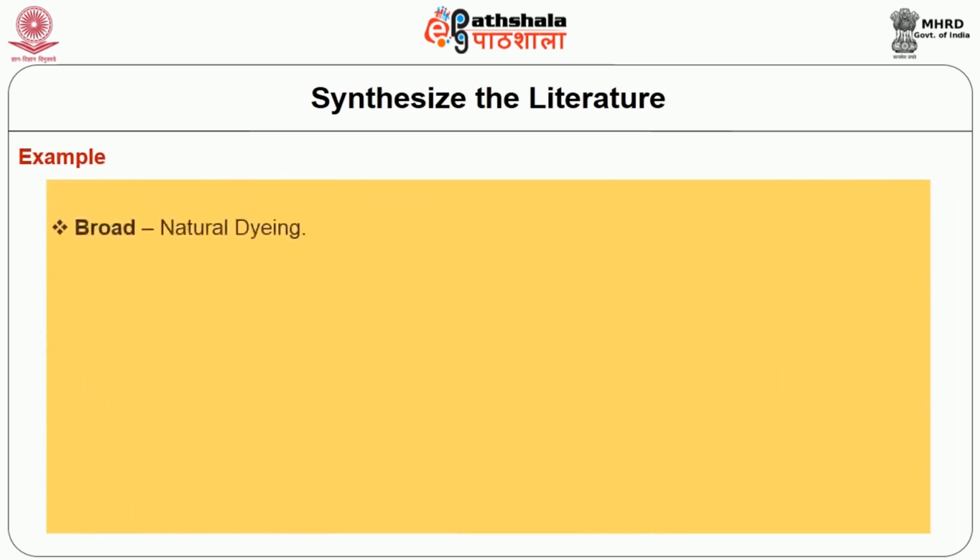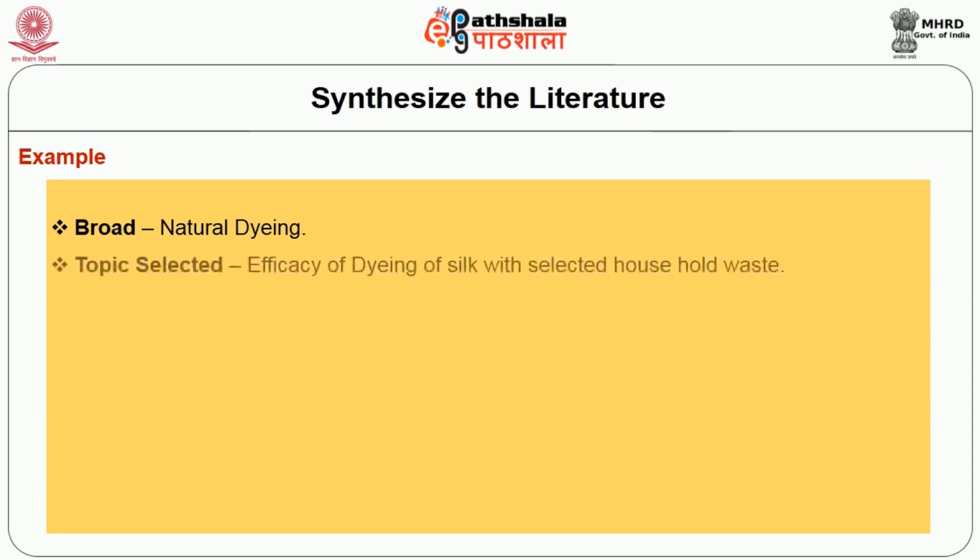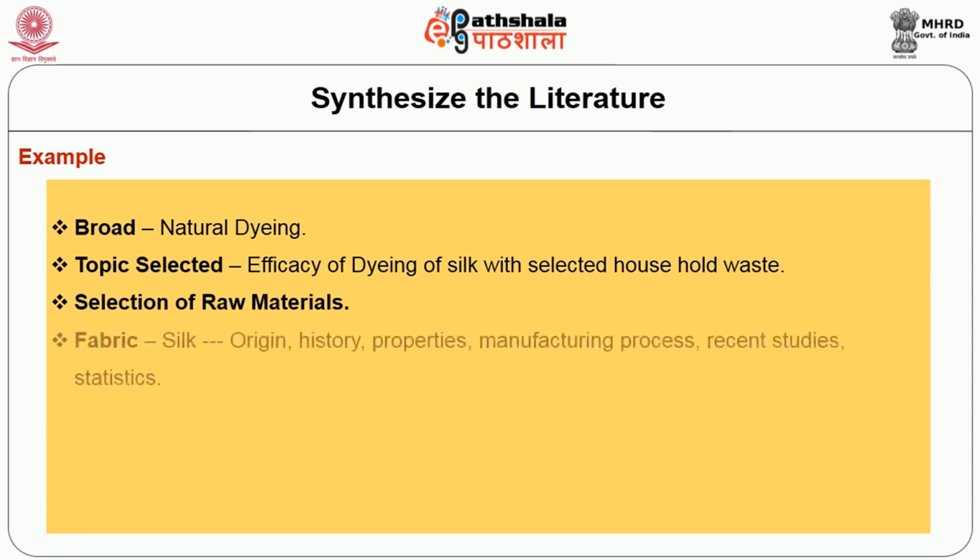Example: the broad area can be natural dyes. The topic which is narrowed down can be efficacy of dyeing silk with selected household waste. The next step will be selection of raw materials. Fabric, silk can be selected. The subheadings which will be noted are origin, history, property, manufacturing processes, recent studies and statistics.